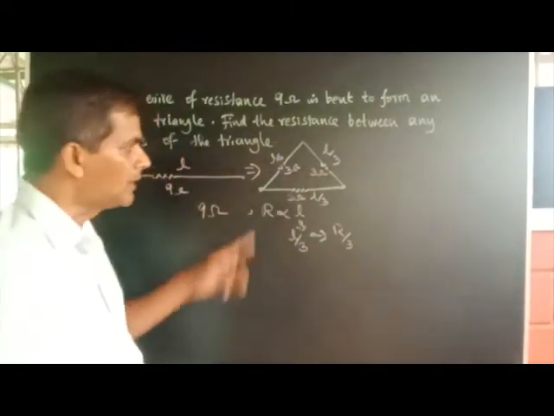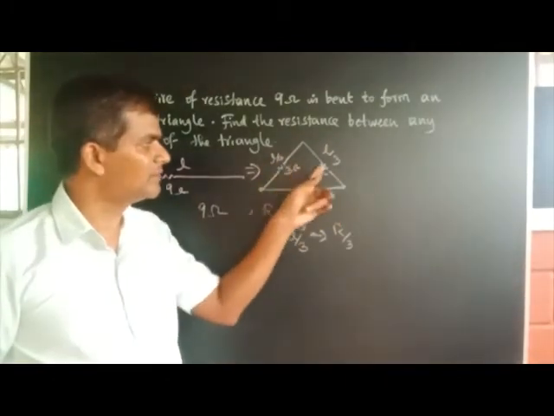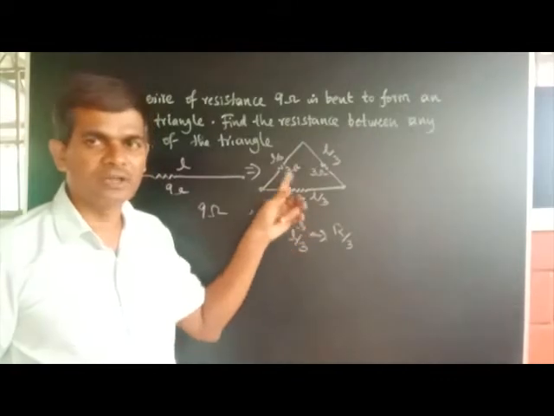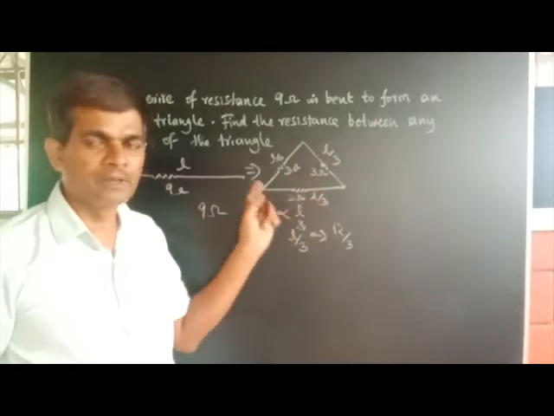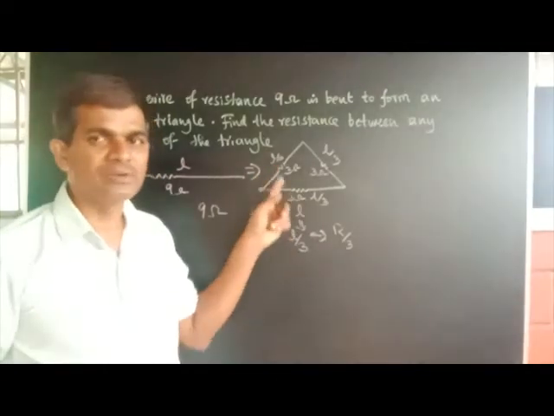Now, look at this picture. There is a triangle, and each side of this triangle has a 3 ohm resistance. The triangle is made up of uniform wire. What is asked in the problem? Find out the resistance between any two resistors.